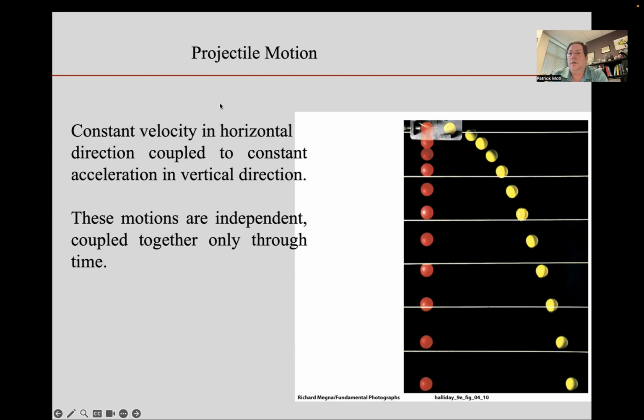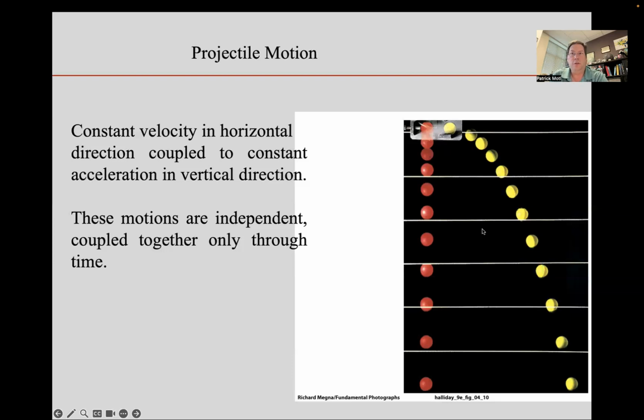A nice illustration of the independence of the two spatial dimensions in projectile motion is this stop motion photograph, which is one of my favorite physics photographs. So the ball to the left, the red ball, is just dropped. And at the same instant the red ball is dropped, the yellow ball is launched to the right at a uniform constant velocity. I can tell that it is a uniform velocity because every interval of time, the center of the ball is advancing the same amount, right? I always have the same overlap from one ball to the next.